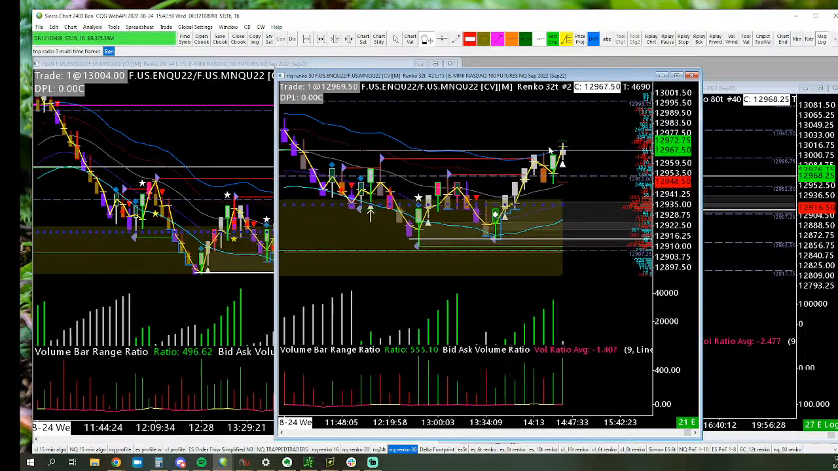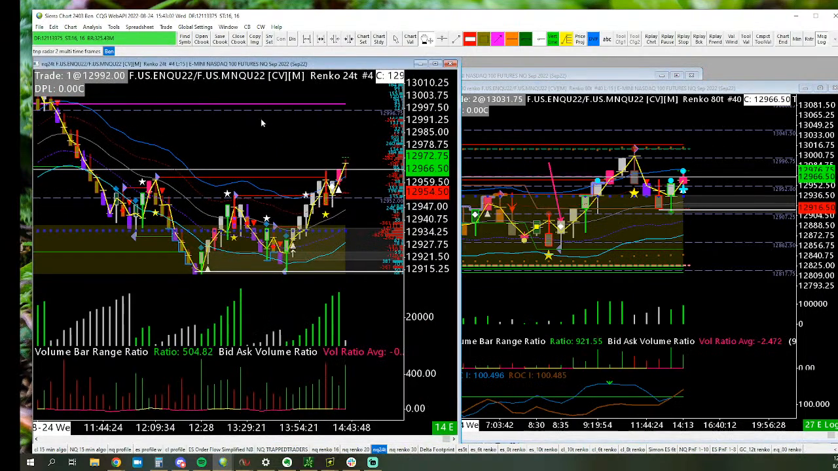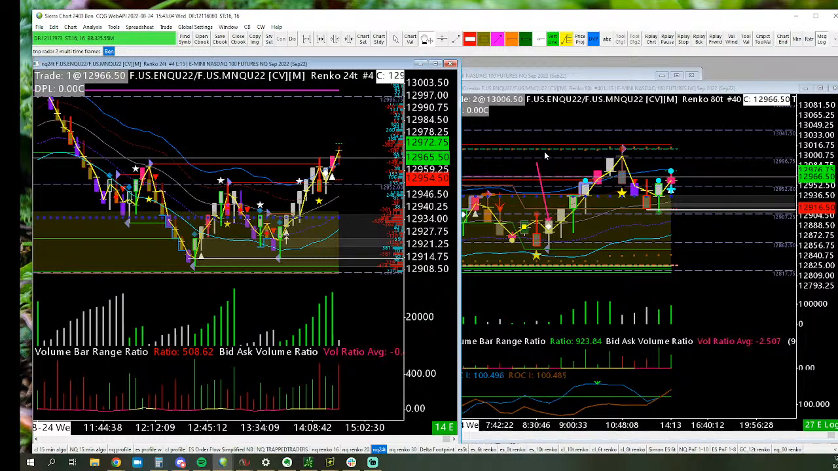But the primary reason for me even looking at that chart, let me just make sure I can see this too. Sorry, the neighbors are doing some yard work. They're kind of noisy.